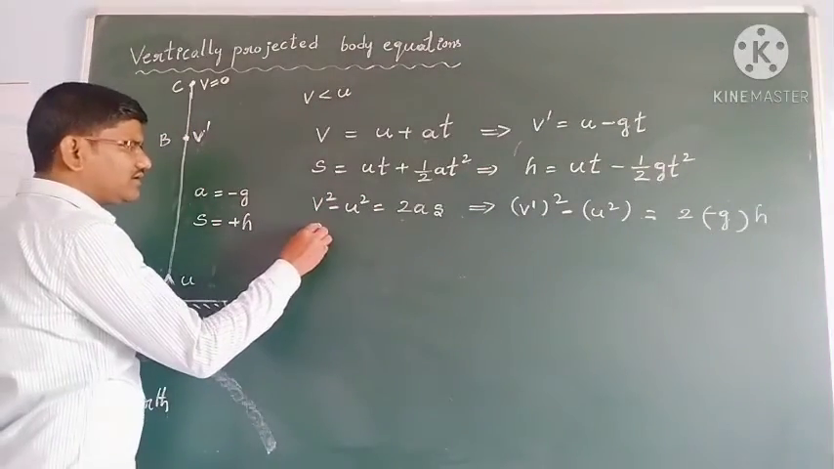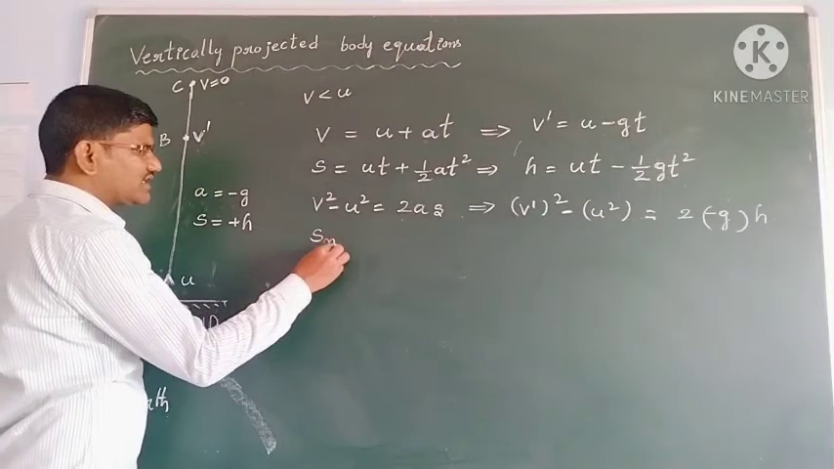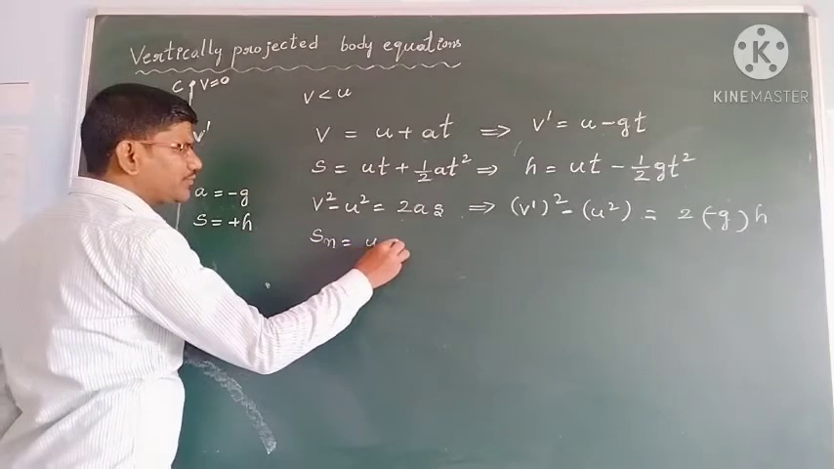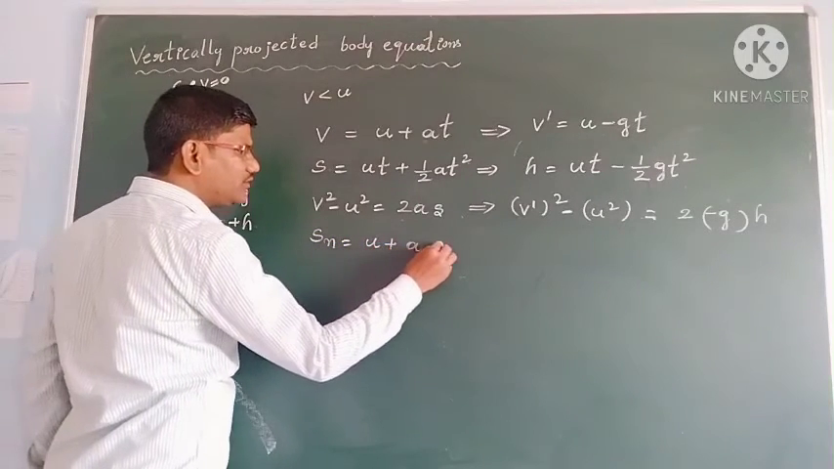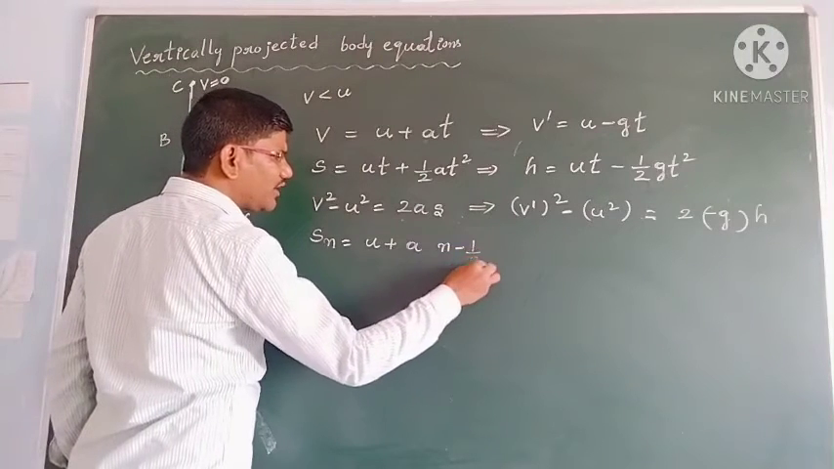And displacement traveled in the nth second, Sn is equal to u plus a into n minus 1 by 2.